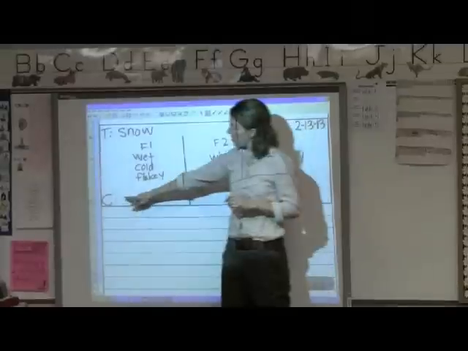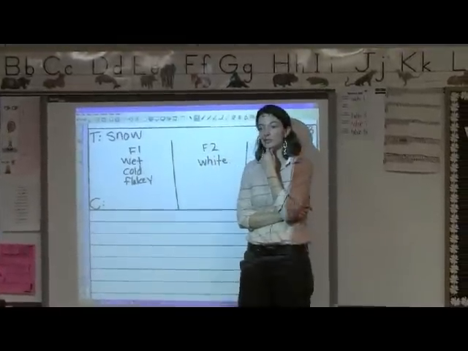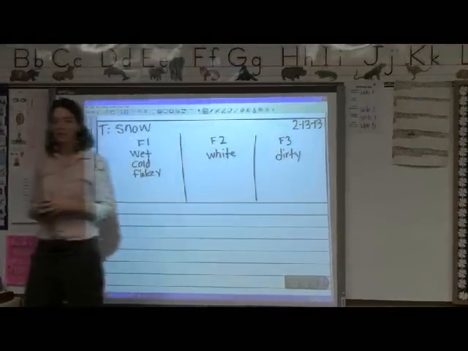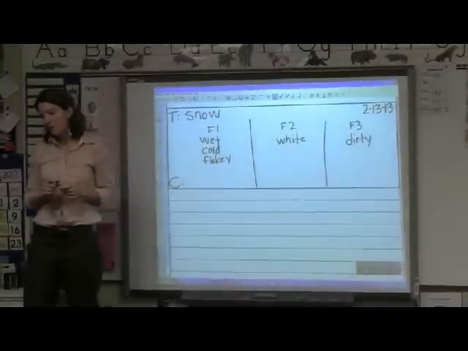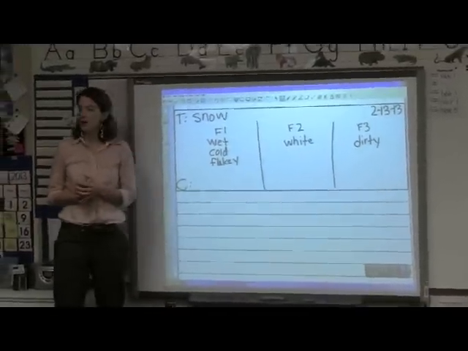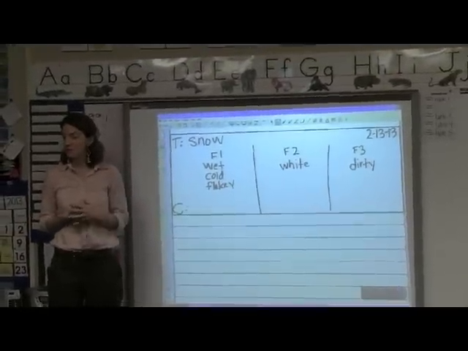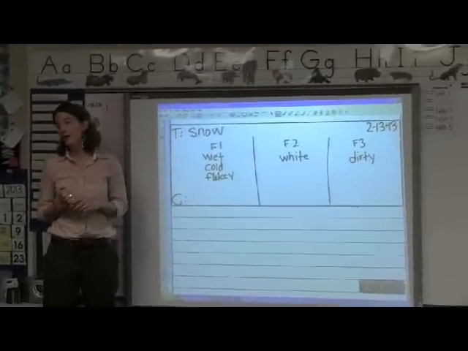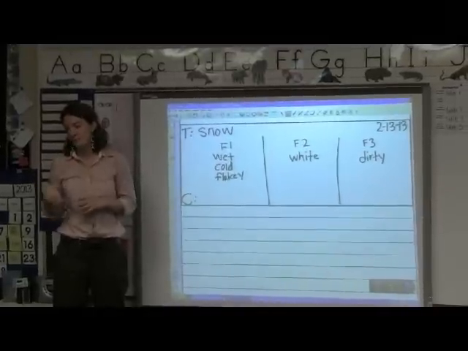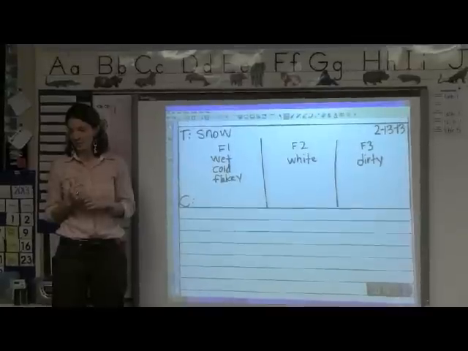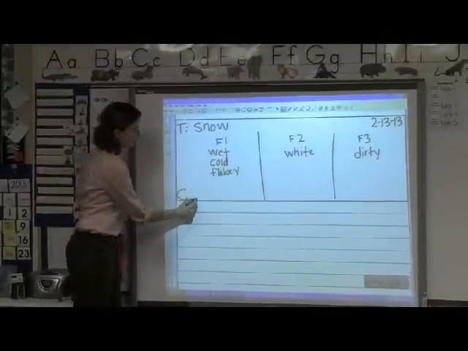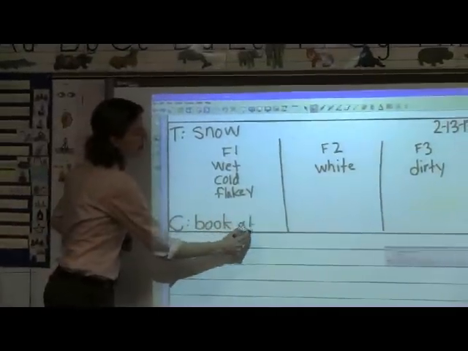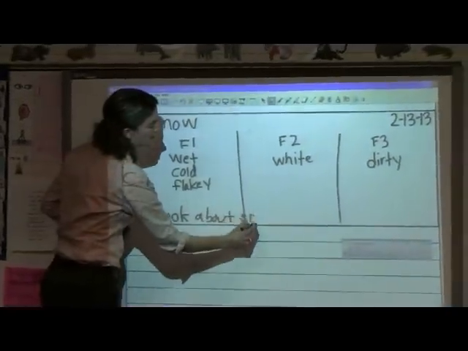The C? The conclusion. This is the part you're learning how to do today. The conclusion is the ending. This is where I can tell you where I learned my facts. So I learned these facts about snow. Maybe you learned your facts from your mom. Maybe she taught you your facts. Maybe you learned your facts from your teacher. Maybe you learned your facts from your big brother. But I learned these facts from reading a book about snow. So I'm going to say my conclusion is a book about snow. That's where I learned my facts.